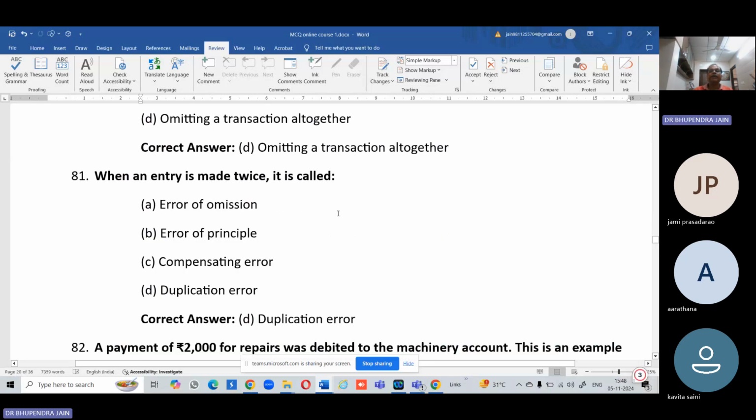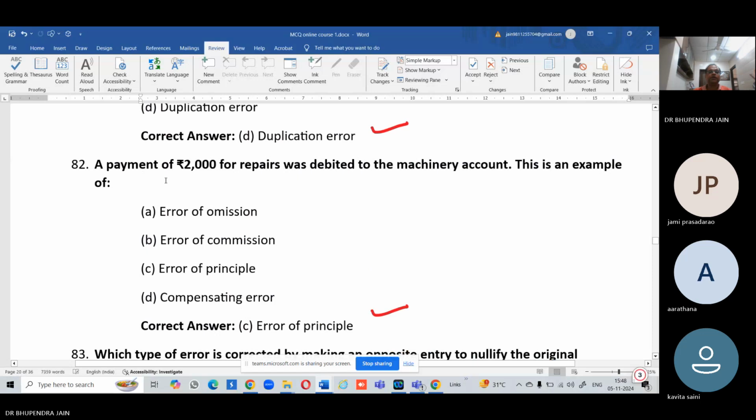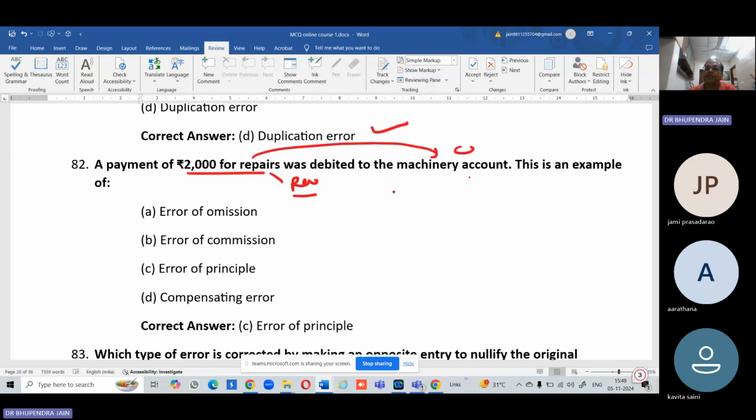When an entry is made twice, this is called the duplication error. A payment of 2,000 for repair was debited to the machine. This is an example. Now we have made the payment for the repair. So this is the revenue expenditure, not capital expenditure. By mistake, you treated such expenditure as a capital expenditure. So this mistake is classified as an error of principle. You are principally wrong. You are conceptually wrong. So this is called the error of principle.